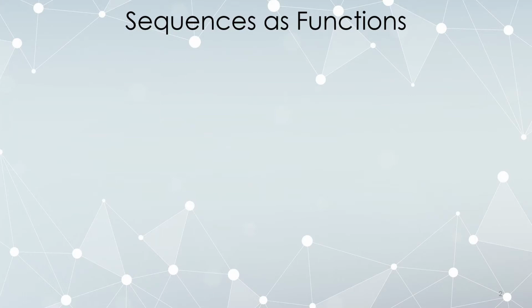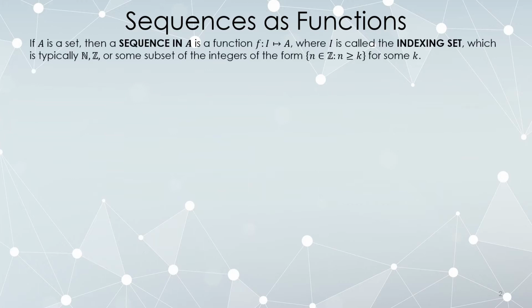We're going to be turning our attention to the study of what are called sequences, and our first interpretation of sequences is going to be as functions. Suppose you have a set A, then a sequence in A is a function from I to A. So the domain I is called the indexing set, and the codomain A is what you are taking the sequence in.